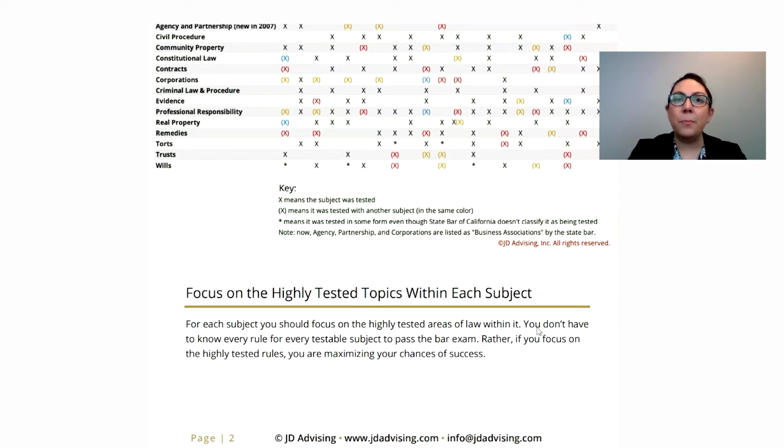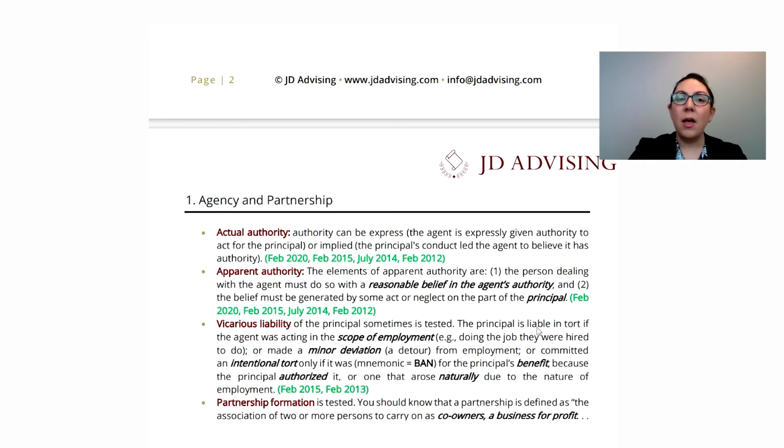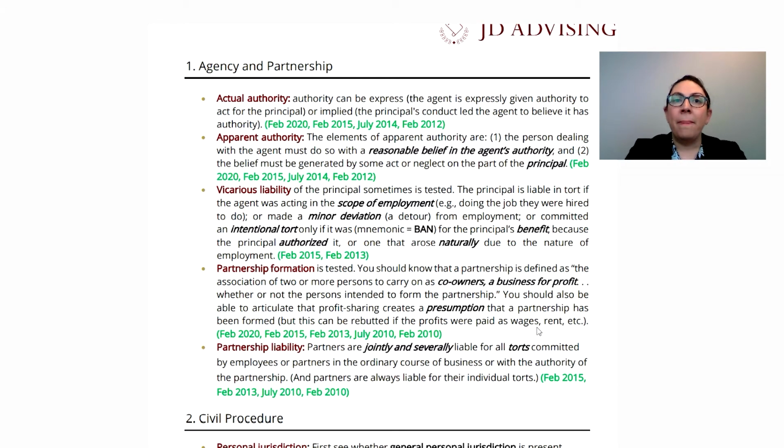So here I want to talk just briefly about some highly tested topics within each of these various testable subjects. Let's start with agency and partnership. So agency and partnership was only added to the California bar exam in 2007, and now they combine agency and partnership with corporations, and they call these subject business associations. So if you see something that California has labeled as business associations, technically it could be agency and partnership, or it could be corporations, or it could be a combination of both, which is also common.